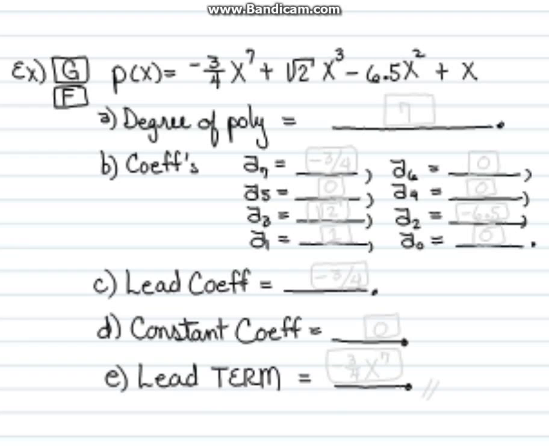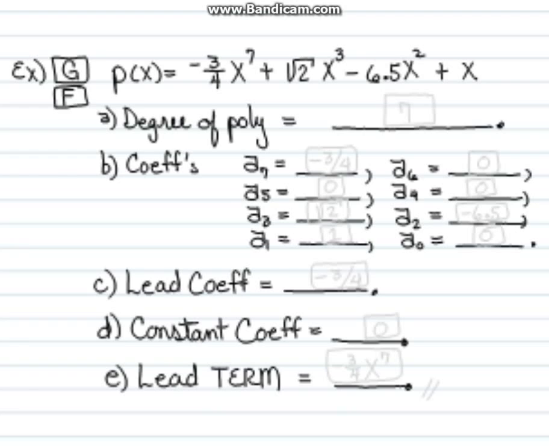Here we're given a polynomial. P of x equals negative 3/4 times x to the 7th plus the square root of 2 times x to the 3rd minus 6.5 times x to the 2nd plus x to the 1st. We're asked, part A, to find the degree of the polynomial, part B, the coefficients on each of the terms in the polynomial, part C, the lead coefficient, part D, the constant coefficient, and part E, the lead term.